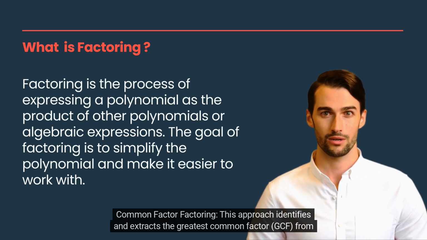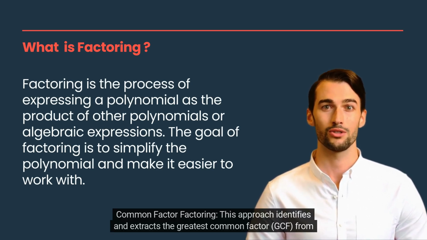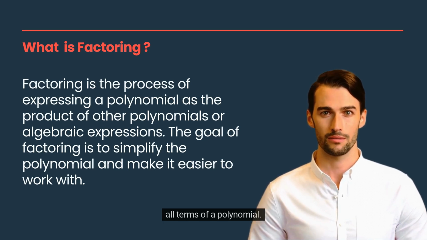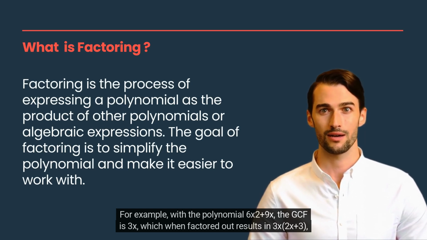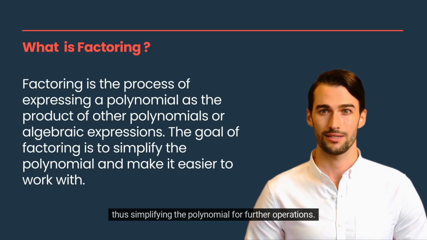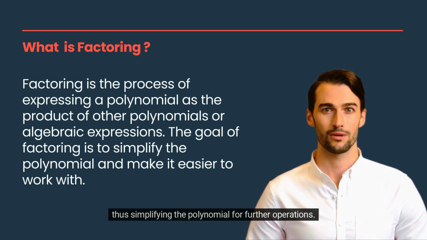Common factor factoring. This approach identifies and extracts the greatest common factor, GCF, from all terms of a polynomial. For example, with the polynomial 6x² + 9x, the GCF is 3x, which when factored out results in 3x(2x + 3), thus simplifying the polynomial for further operations.